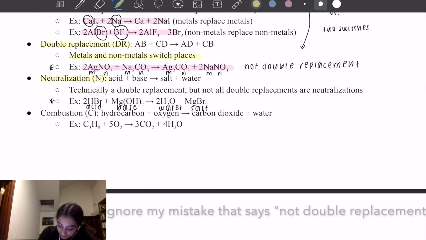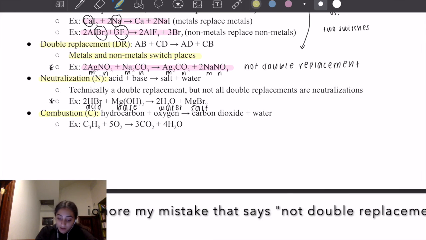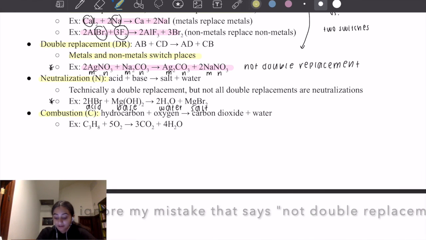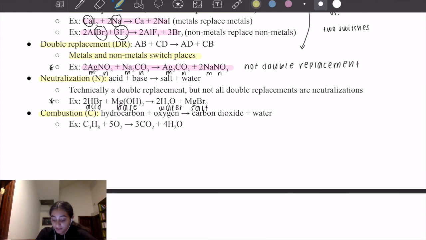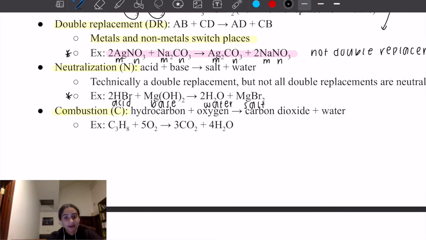Finally, we have a combustion reaction, which has characteristics of similar detail to a neutralization. A combustion reaction is made up of a hydrocarbon and oxygen, which yields carbon dioxide and water. An example is C3H8 plus 5O2 yields 3CO2 plus 4H2O. So a hydrocarbon is anything that has carbon and hydrogen. And it is added to oxygen to combust and make products of CO2 and H2O.